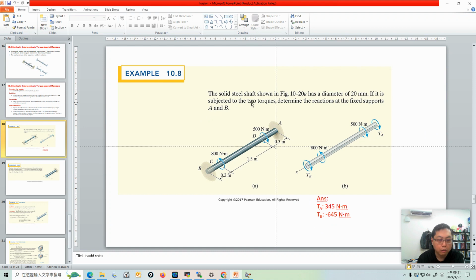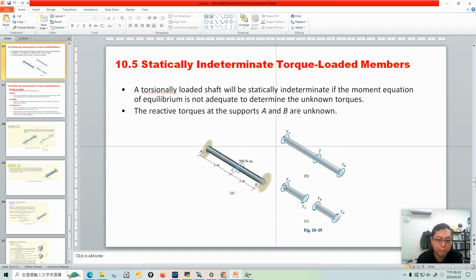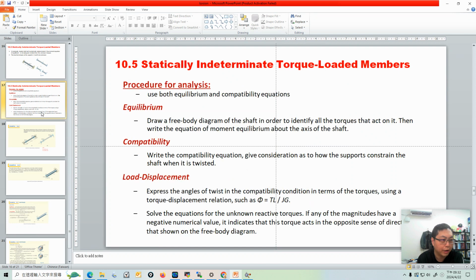Here is a steel shaft, and its diameter is 20 millimeters, and it's subject to torques here. The reactions are indeterminate, with fixed supports at A and B. Very similar to the previous example, right?